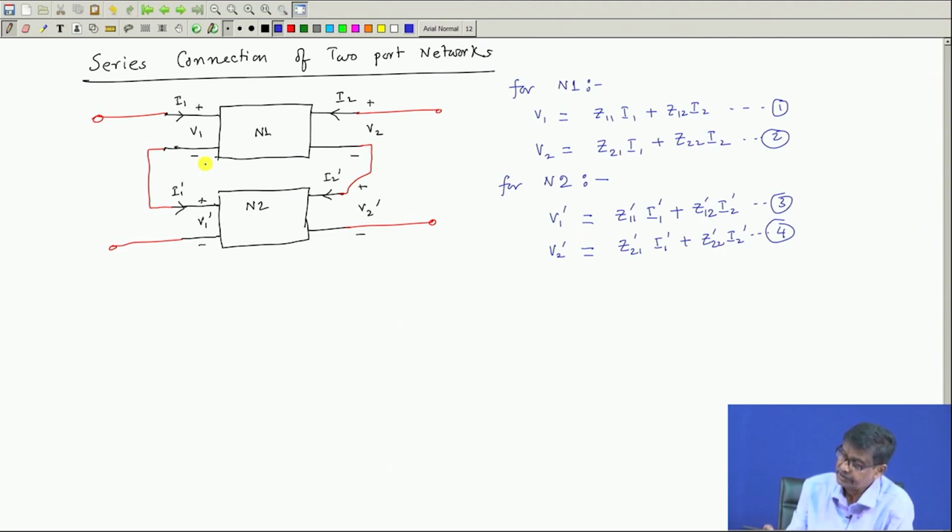But now you see that because these two ports are series connected, this I1 dashed is nothing but I1 itself, is not? This I1 and I1 dashed, they are same. So, important thing to note is I1 dashed is equal to I1 and I2 dashed is equal to I2.